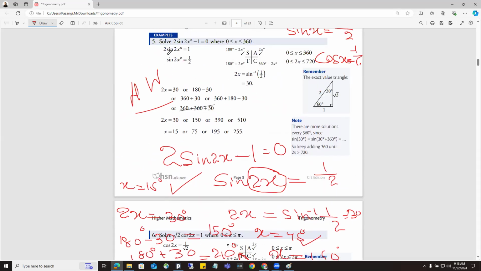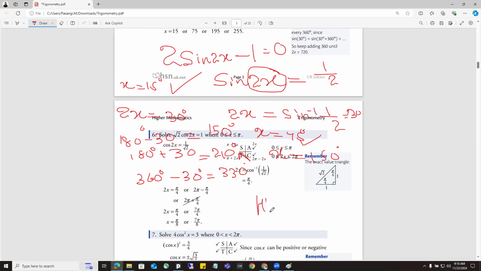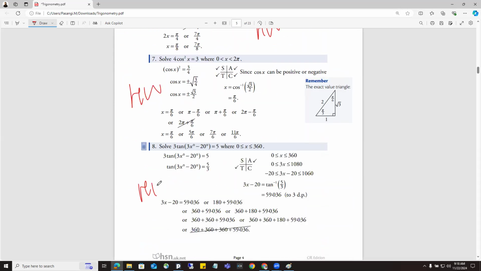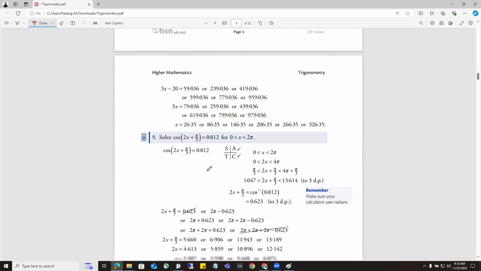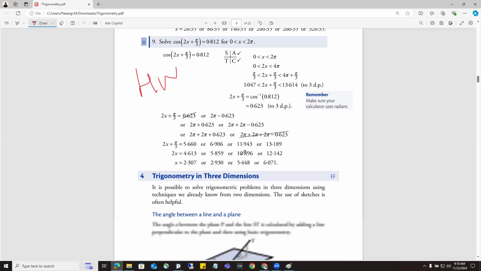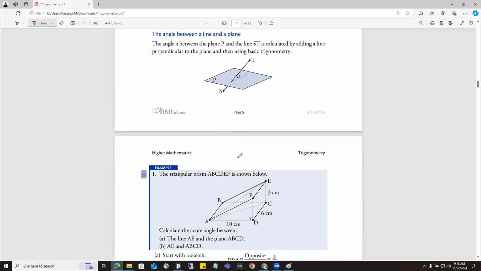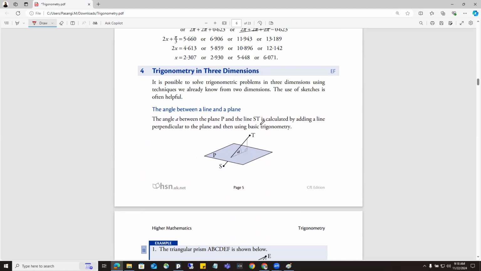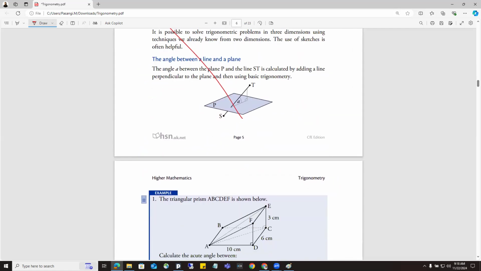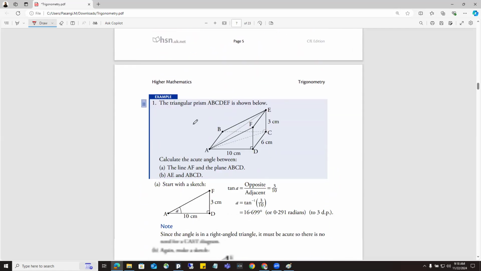You do all these, the fifth one and the sixth one also as homework, 7, 8, all these ones as homework. And then, since we have a few minutes, for the three dimensions now, I think in your syllabus we don't have three-dimensional angles. Do we have? No, right? I don't think you have three dimensionals, so this one you won't get.